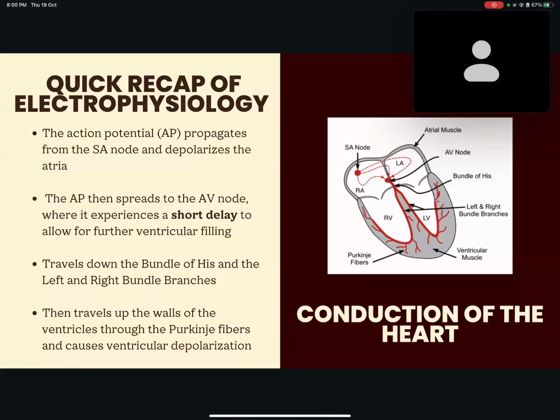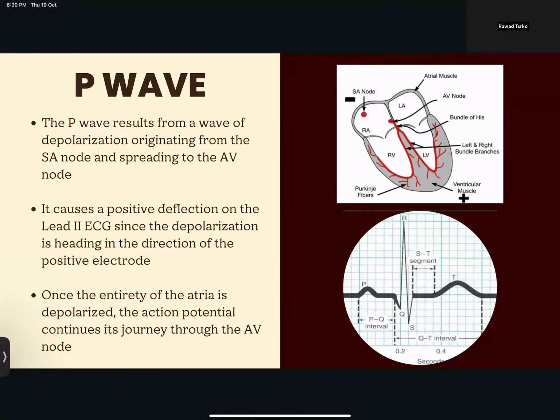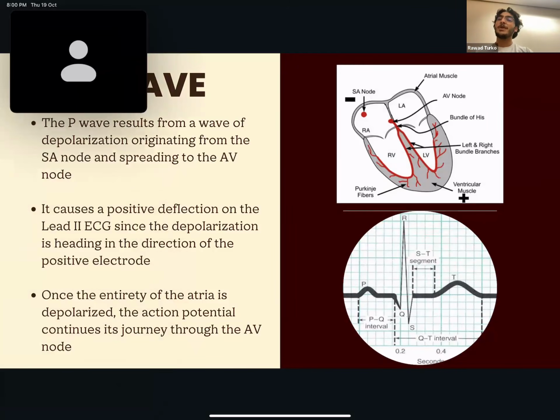Perfect. Okay, let's start with the very first thing on the ECG, which is the P wave. That's this tiny little wave that you see at the beginning of the ECG. The P wave results from a wave of depolarization originating from the SA node and then spreading to the AV node. It causes a positive deflection on the lead 2 ECG since the depolarization is heading in the direction of the positive electrode. Once the entirety of the atria is depolarized, the action potential continues its journey through the AV node.